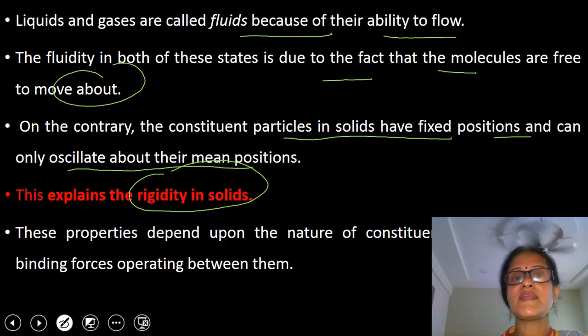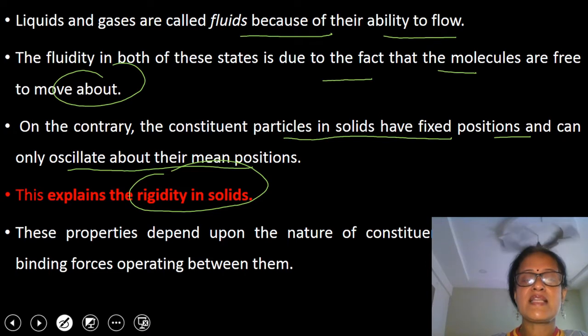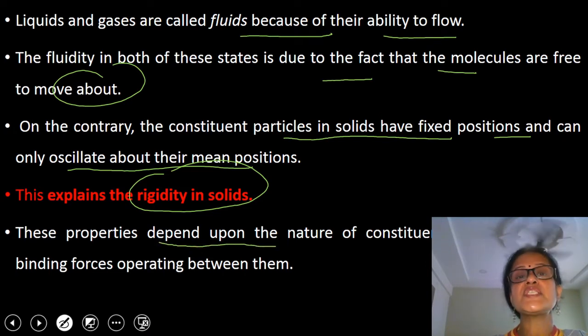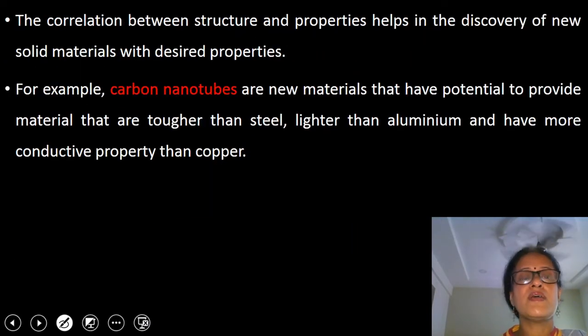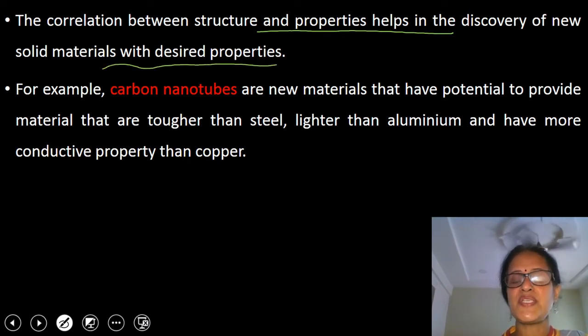So what's the reason? Why do the three states of matter have different properties? The reason is that these properties like rigidity and fluidity depend upon the nature of constituent particles and the binding forces which are operating between them. So we can conclude that there is a correlation between the structure and properties, and this correlation helps in discovery of new solid materials with desired properties. So we can say that there is a direct correlation between structure and properties.